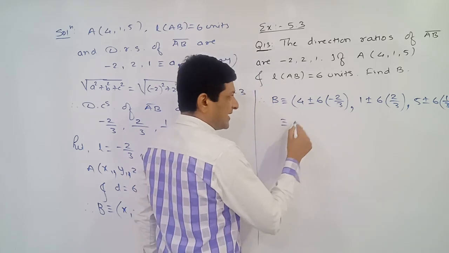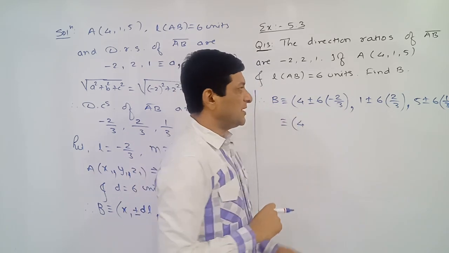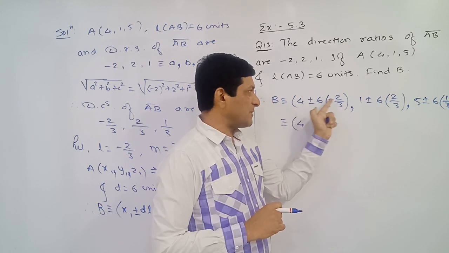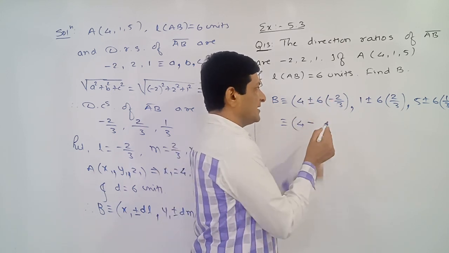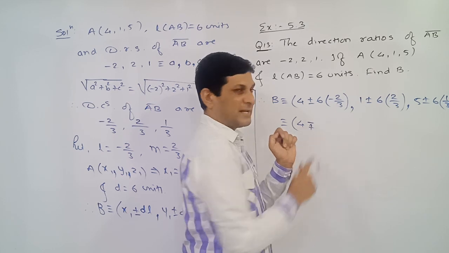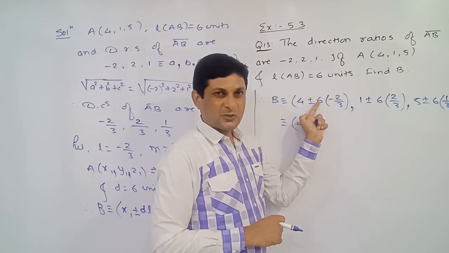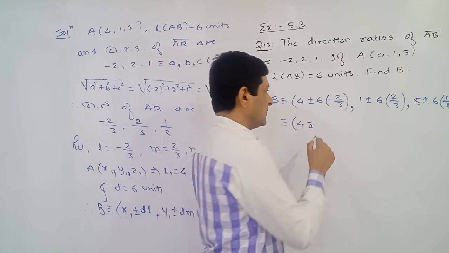So let us simplify it. 4, keep it as it is. Now here we can observe that if we multiply by minus on both the signs, minus into plus becomes minus, and minus into minus becomes plus. Parallelly we are simplifying it: 2 sixes are 12, 12 upon 3 is equal to 4.